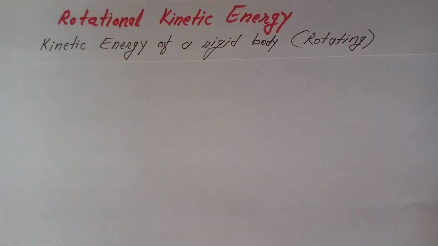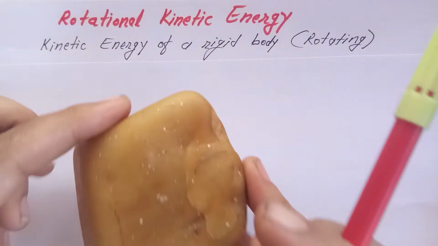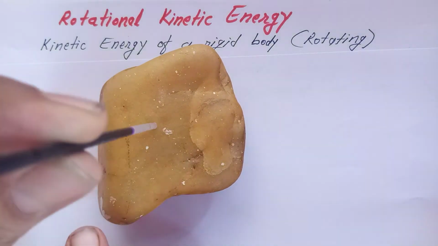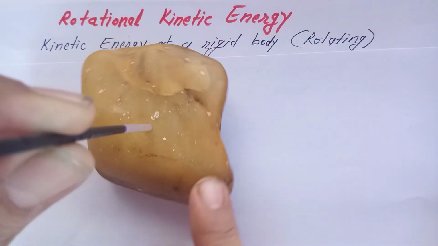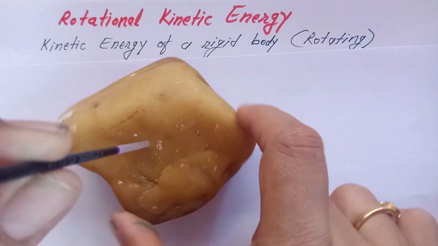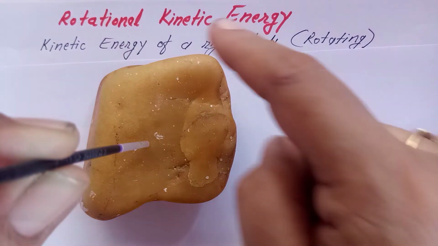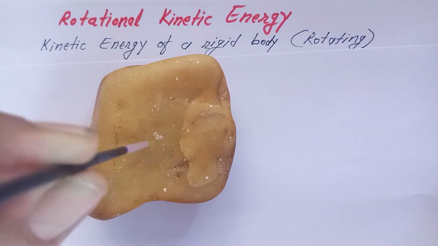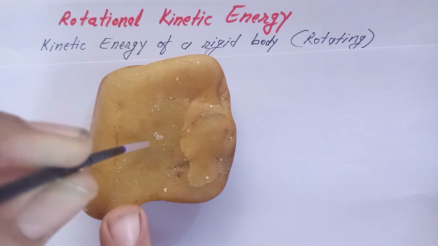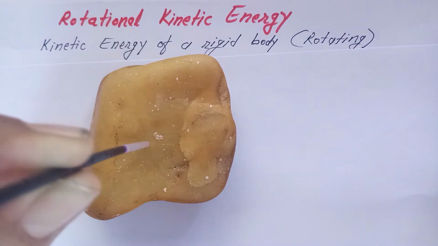For that, first I take one object. See here, suppose this is a rigid body or an object rotating about an axis. Suppose this is an axis, that axis is perpendicular to the plane of the figure, perpendicular to the plane of the body, and the body will rotate here in the anti-clockwise sense with the same angular velocity omega. So how can we obtain the rotational kinetic energy for this rigid body?